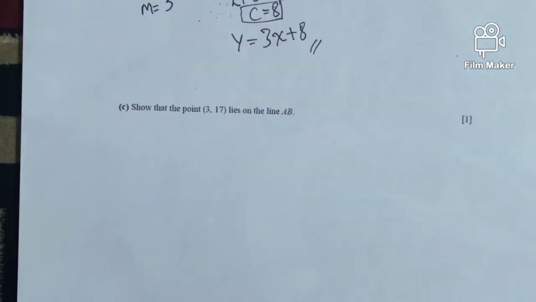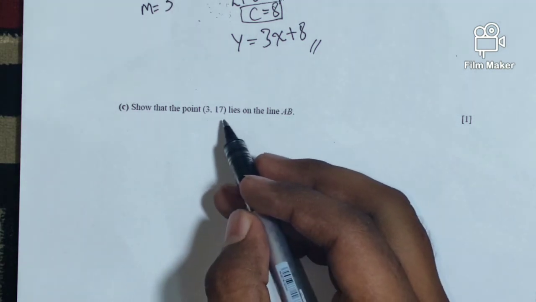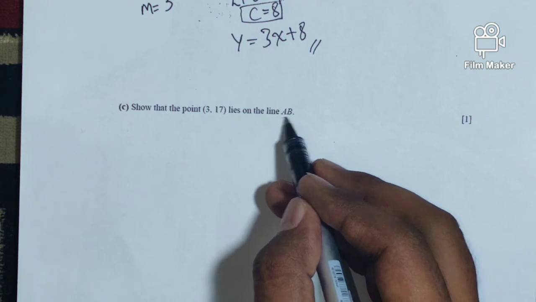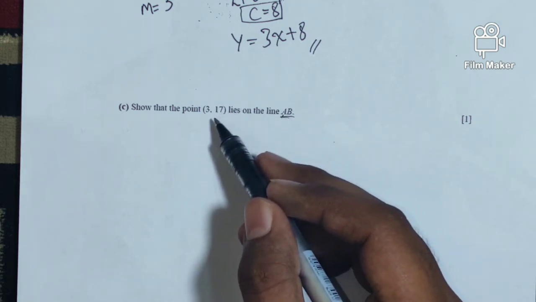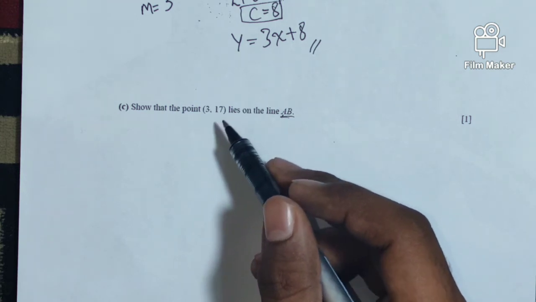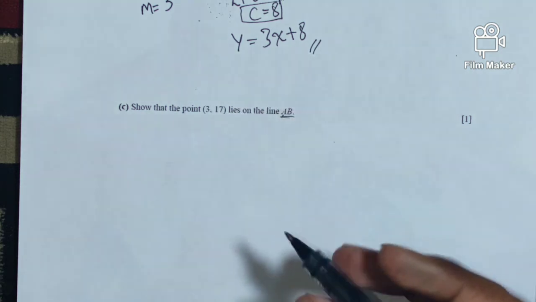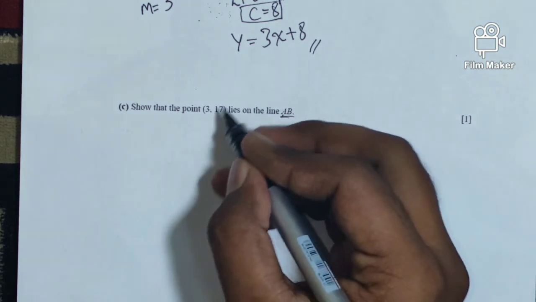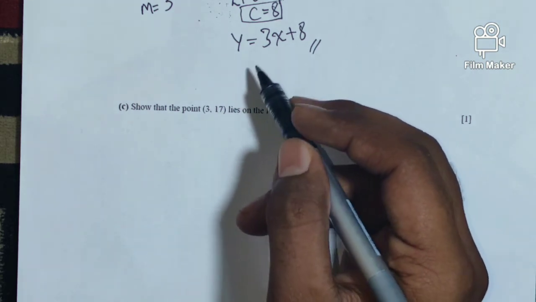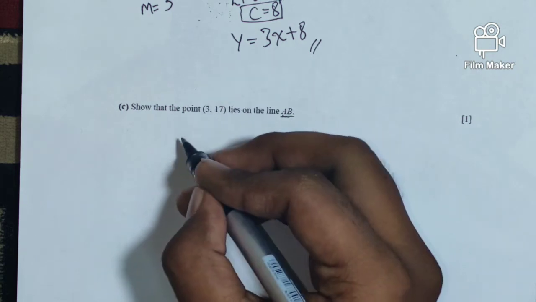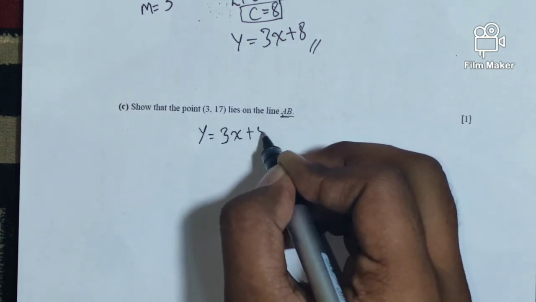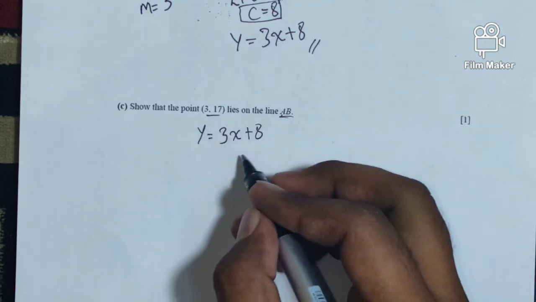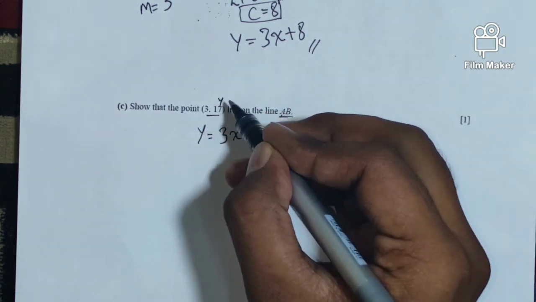Now a third part of this question is, show that the point (3, 17) lies on the line AB. Now we need to prove that this coordinate (3, 17) is on the line AB. So for that, it should fulfill the equation which we had got in the second part of the question, the equation of the line, which is y equals 3x plus 8. Now we will substitute these values in this equation, where this is y and 3 is x.